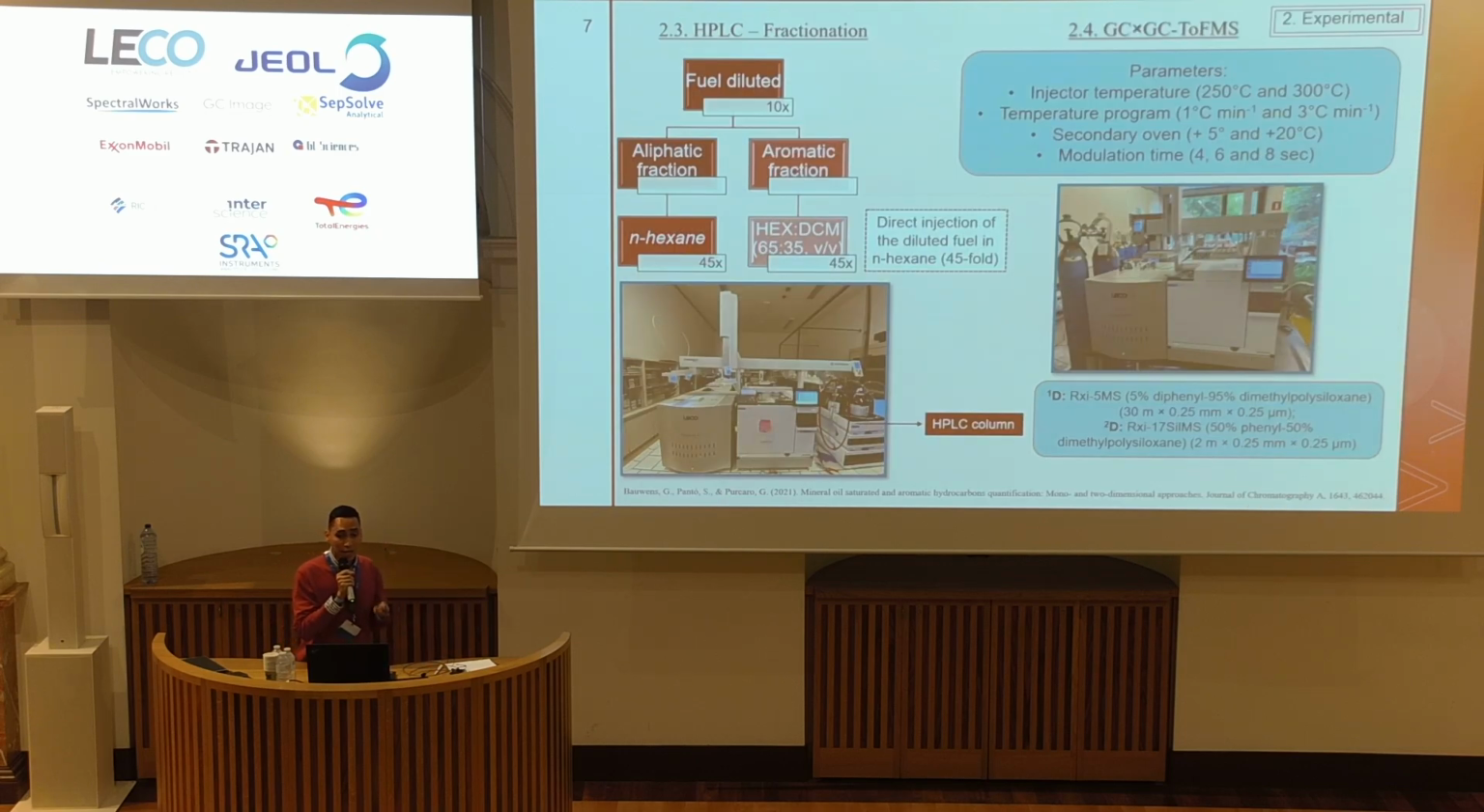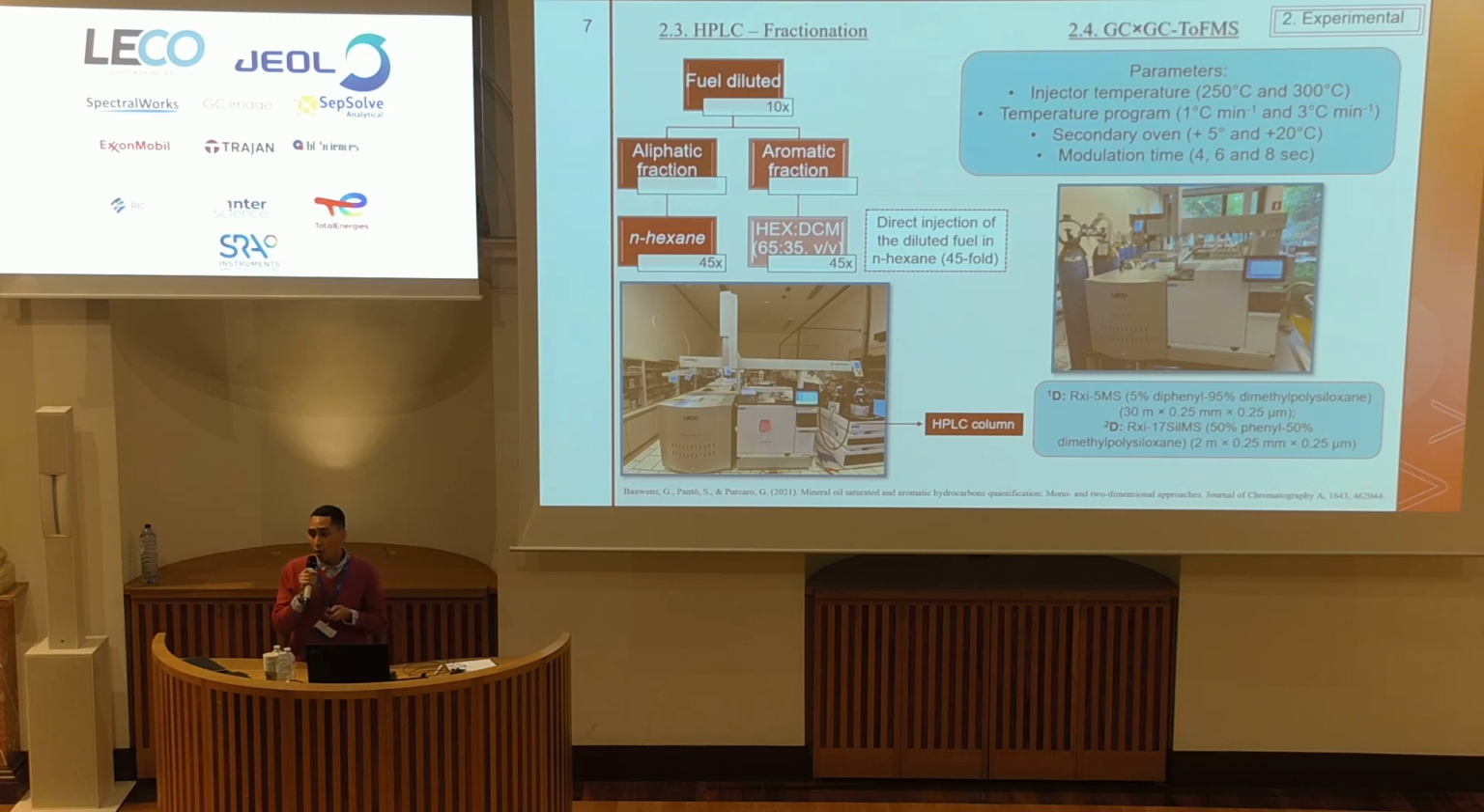After that, the next step for the preparation was the HPLC fractionation. For that, we first of all diluted the fuels with hexane 10 times. We applied the HPLC parameters for the fractionation that were already developed and reported by the research group of Georgia. And after the collection of the aromatic fraction, which is important because that is where my analytes are, we stored it for further experiments.